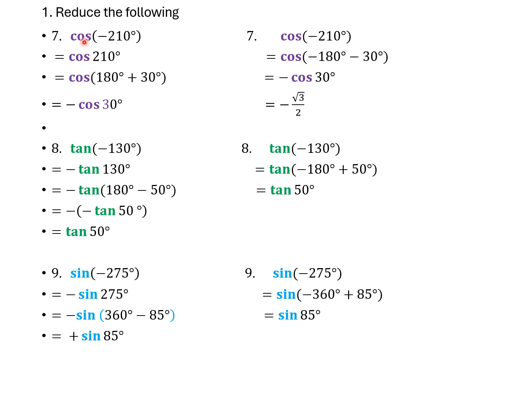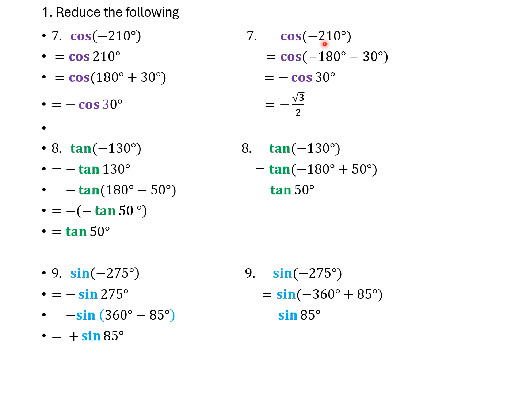Reduce the following. So they gave me cos negative 210. Take the negative angle as being in the fourth quadrant. Cos is positive, so it becomes cos 210. From there, I can say cos of 180 plus 30. 180 plus 30 would give me 210. 180 plus is a reduction in the third quadrant. So in the third quadrant, cos becomes negative, so it becomes negative cos 30 degrees.